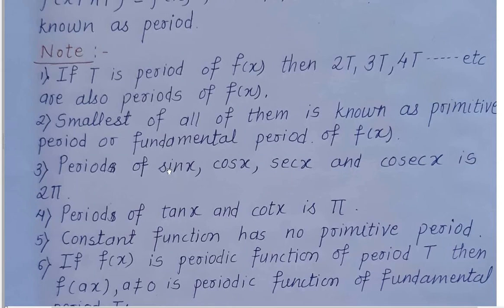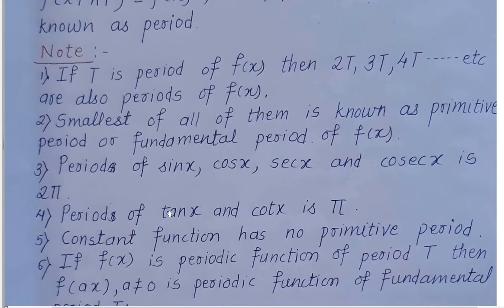There are so many periodic functions. For example, sin x is periodic with period 2 pi. Why? Because if we replace x by x plus 2 pi, we get the same function, because sine of x plus 2 pi is equal to sin x. Therefore sin x is periodic with period 2 pi. Similarly, cos of x plus 2 pi is also cos x, therefore cos x is periodic with period 2 pi. Similarly, sec x and cosec x are both periodic with period 2 pi.